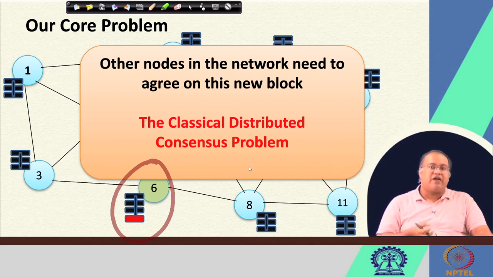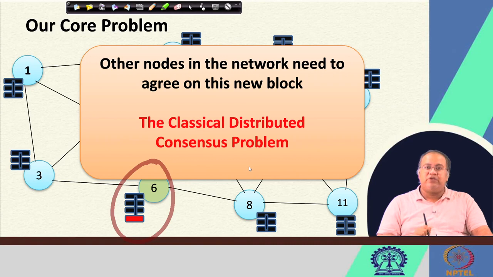There are a lot of different variants of this problem, and we are going to see how this problem is actually relevant in the context of blockchain. Because here you remember that what I need to do is, someone, one of the nodes, has proposed a new block.